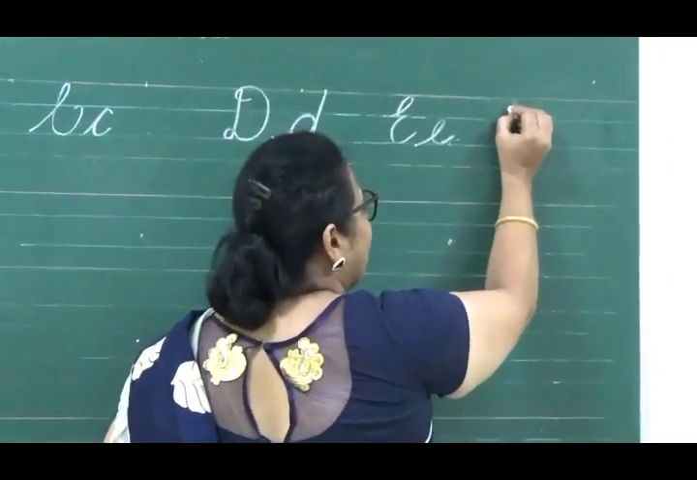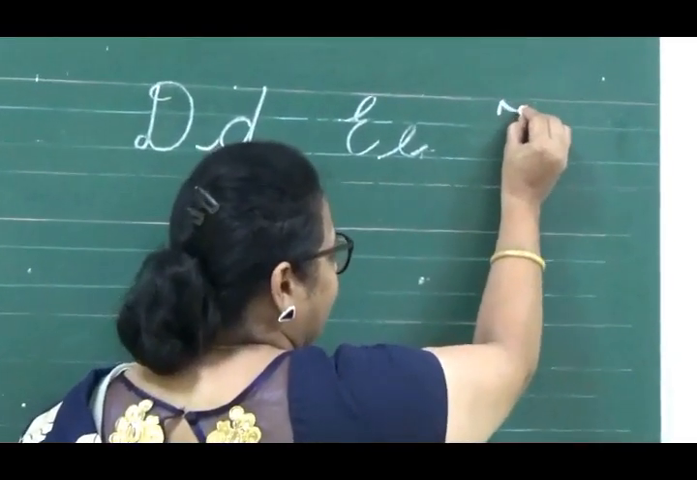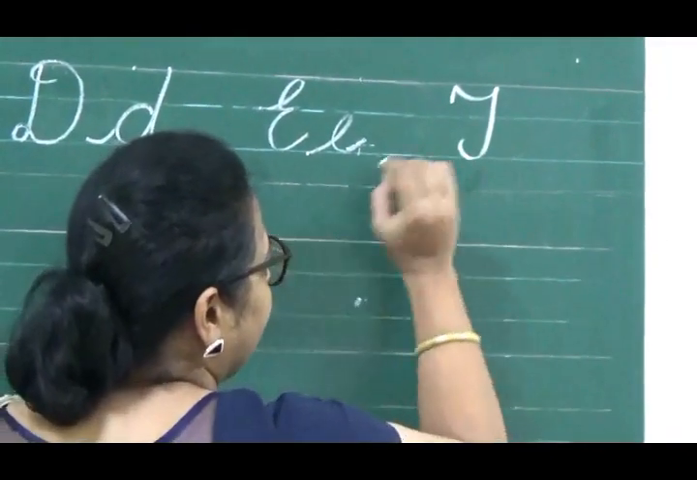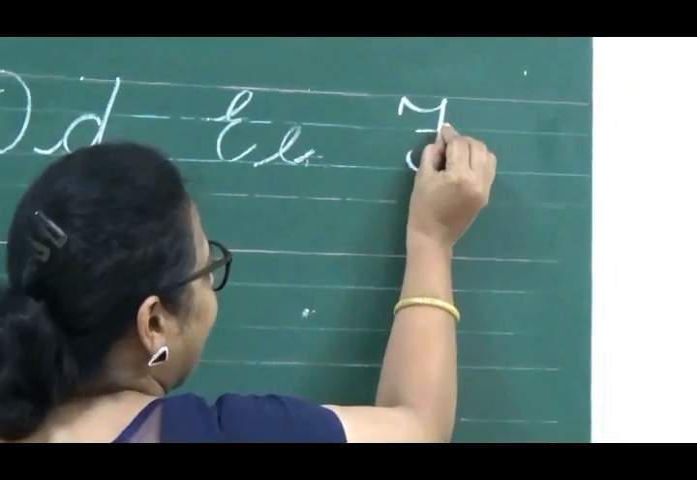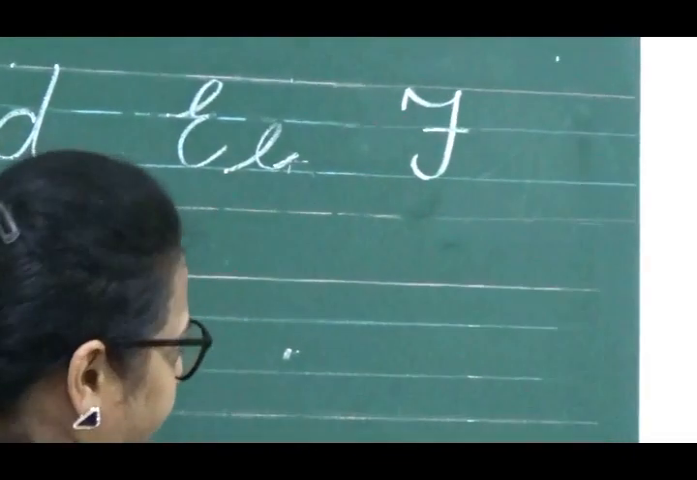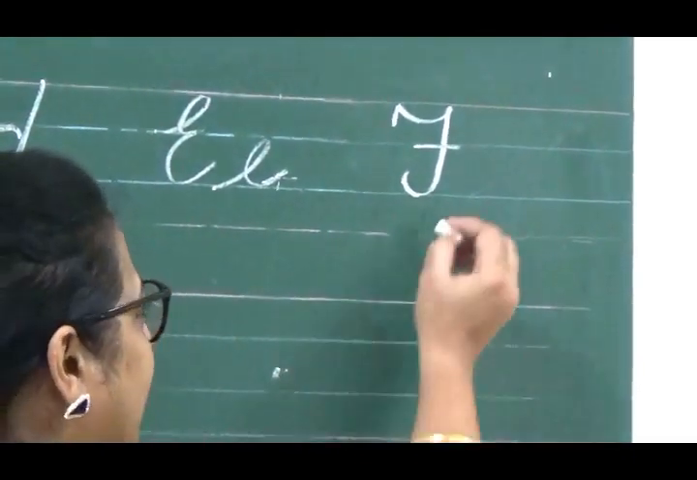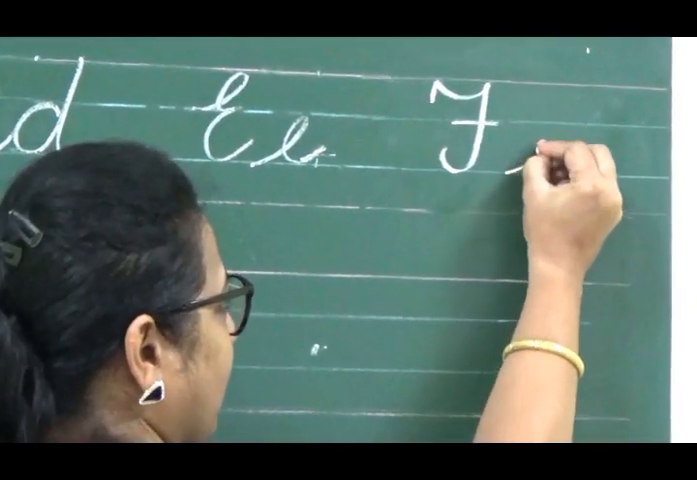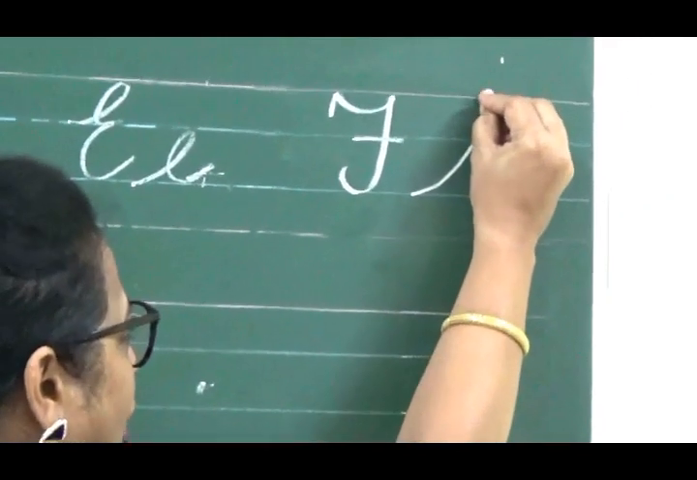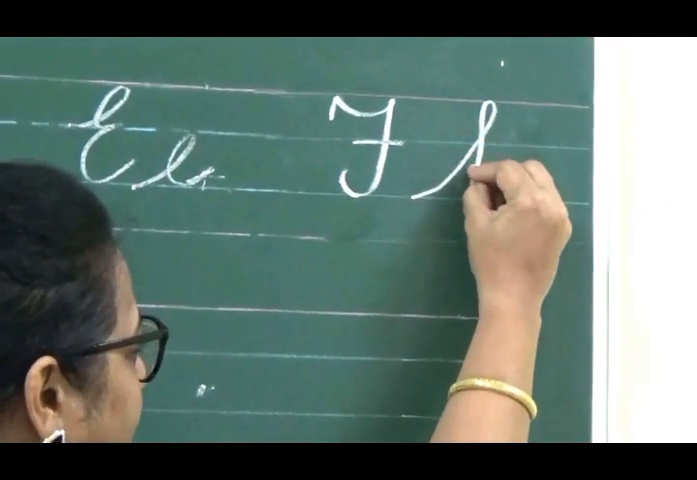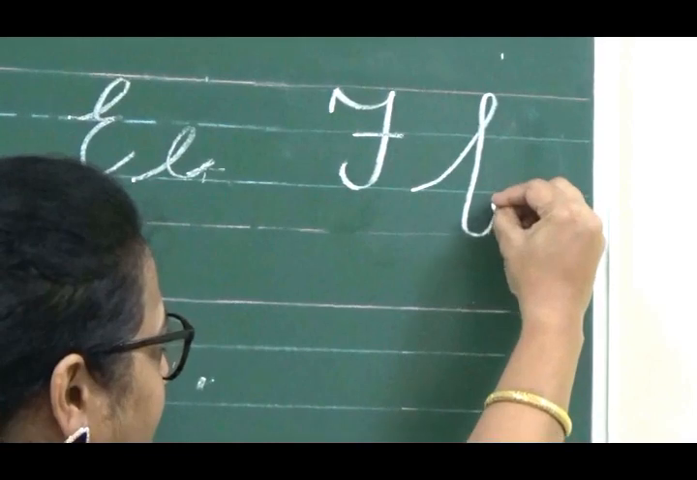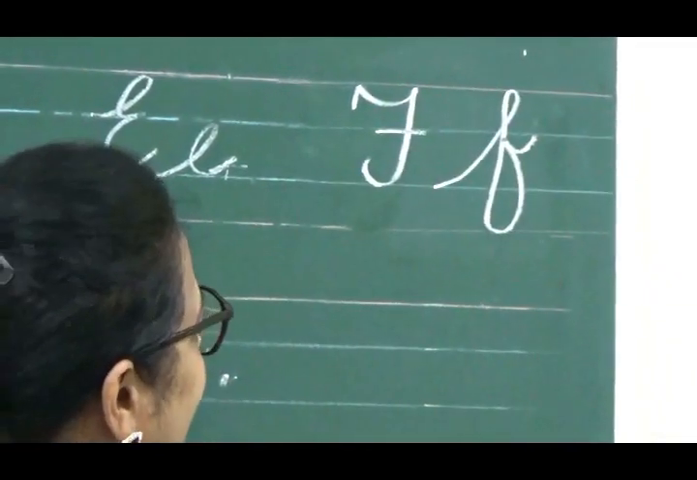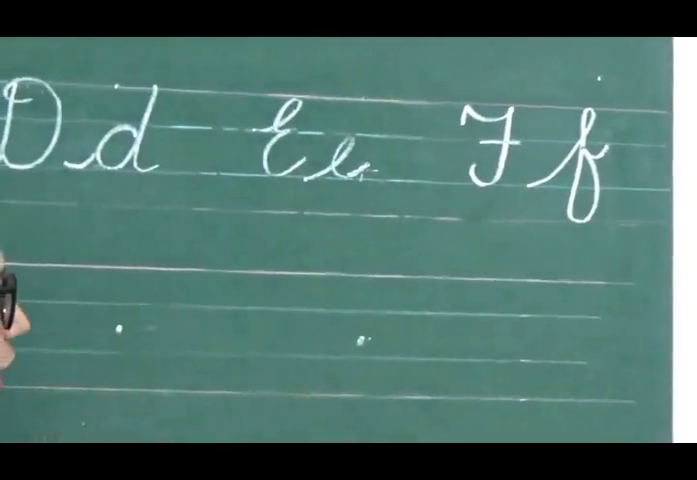You have to draw a small standing line, then a curve, go down to the third line, again a curve will come, and a sleeping line. Yes, this is letter F. And the small cursive letter F goes like this. Take a curve from the third line to the first line, draw a bubble, come down to the fourth line, again go up, and the curve. This is small cursive F.